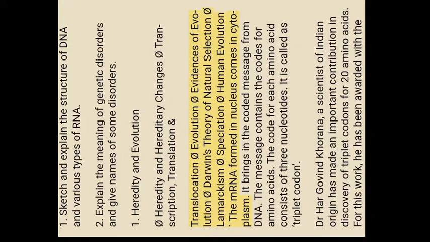The mRNA formed in the nucleus comes into the cytoplasm. It brings the coded message from DNA. The message contains the codes for amino acids. The code for each amino acid consists of 3 nucleotides. It is called a triplet codon.